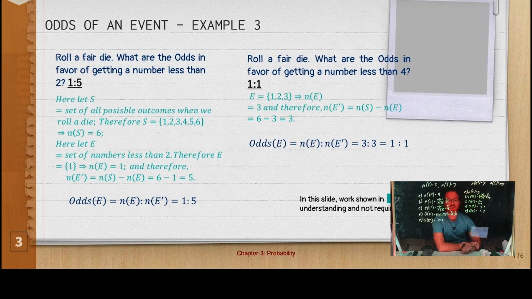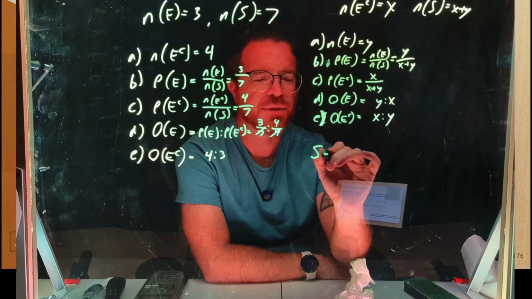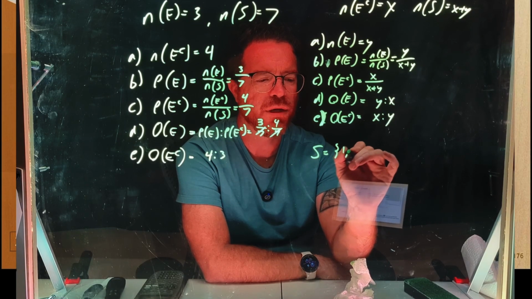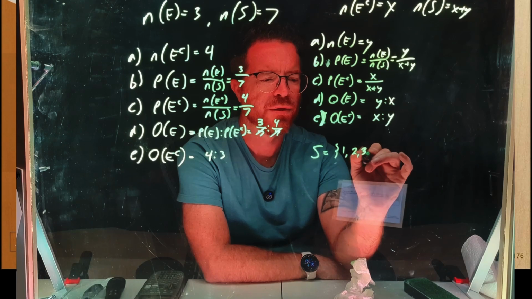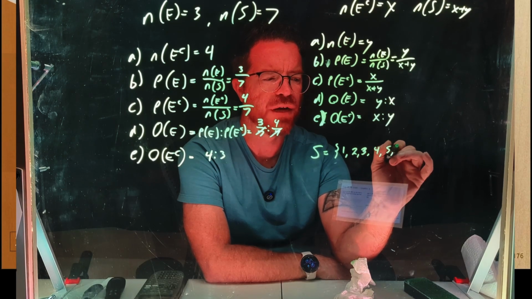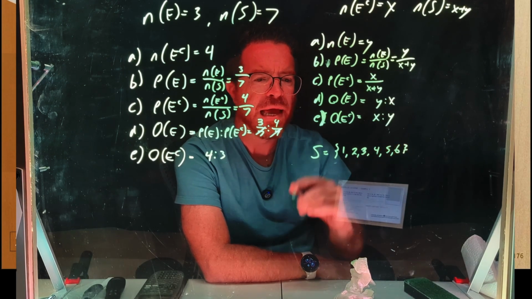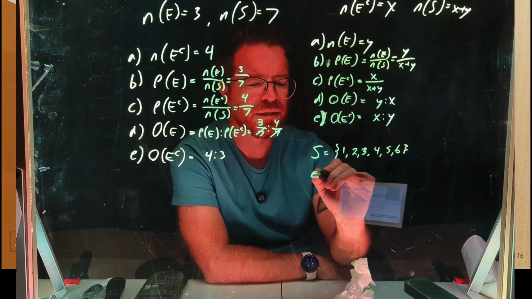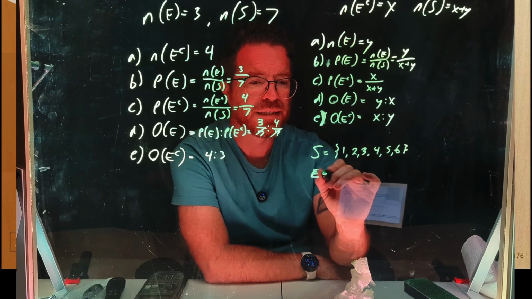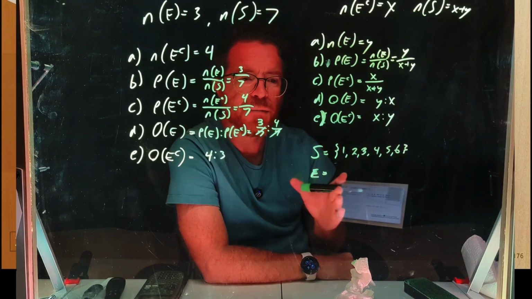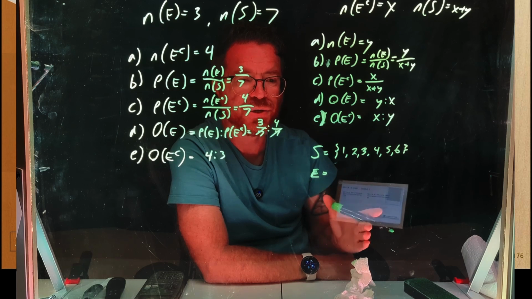So let's do it with a more real-world example. Let's say that you roll a fair die. What are the odds in favor of getting a number less than 2? So if we think about a fair die, let's say we have the event A is rolling a die. If we were to roll a die, our sample space would be 1, 2, 3, 4, 5, 6. And our event is that we get a number that is less than 2.